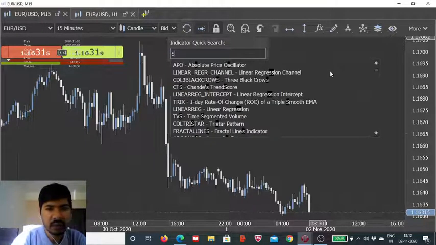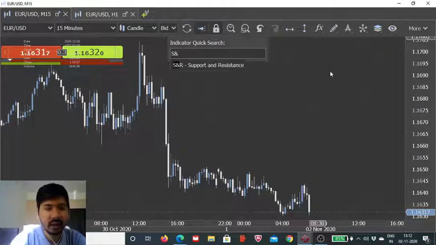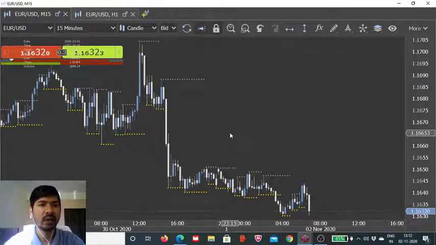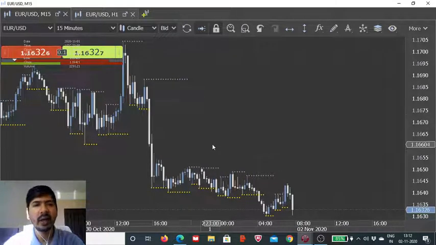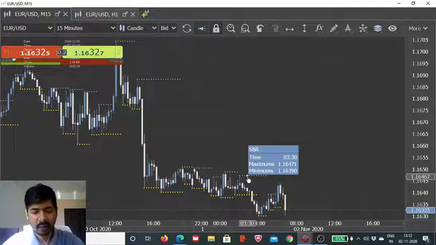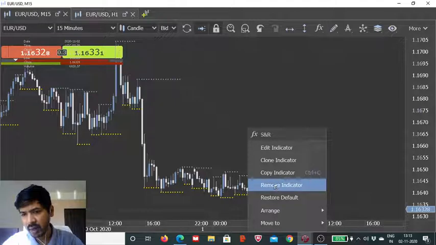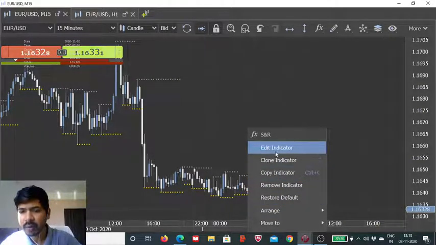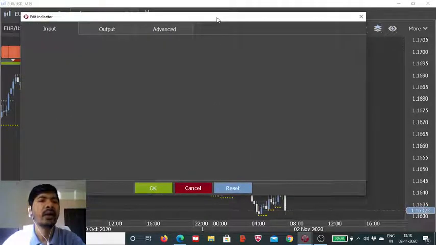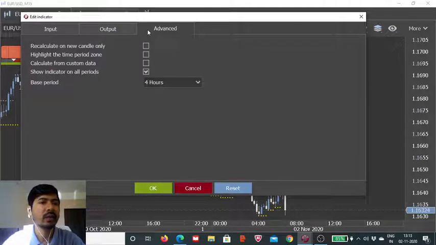Let me search it as S and R, here it is, support and resistance. Now this indicator has been plotted on the Euro USD chart of 15 minutes each, where the custom parameters are defined to be drawn from the chart variables. Let me see how the settings are here: input, output, and advanced.